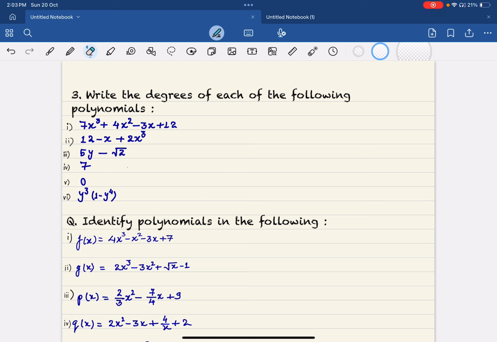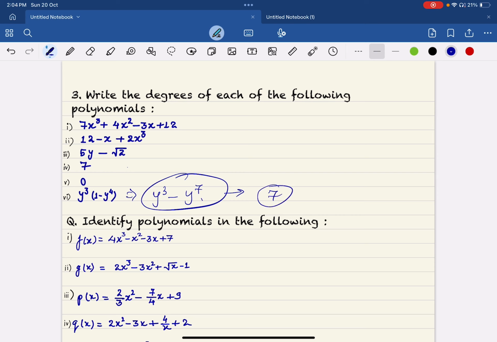Zero polynomial. The degree of the zero polynomial is not defined. We have discussed the zero polynomial. In the last question, we must expand this. It will become like this, and we can say the degree of this polynomial is 7 because the highest power of the variable is 7.